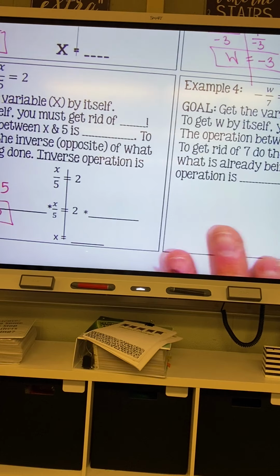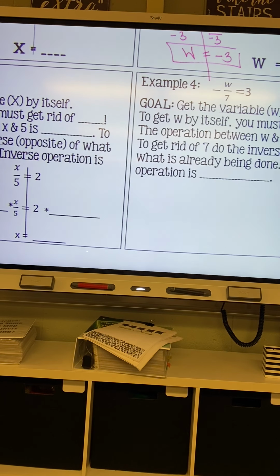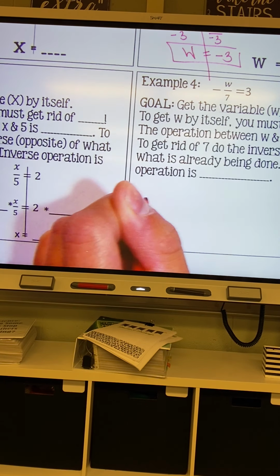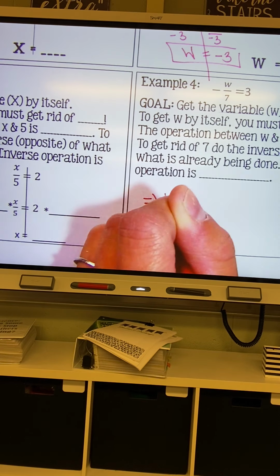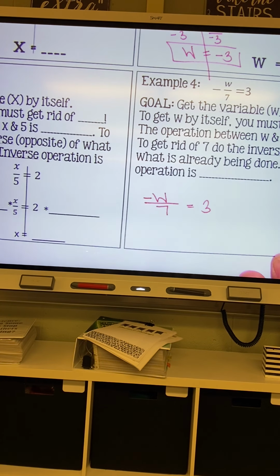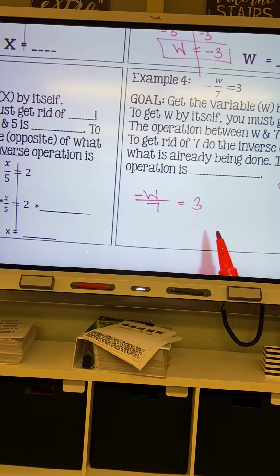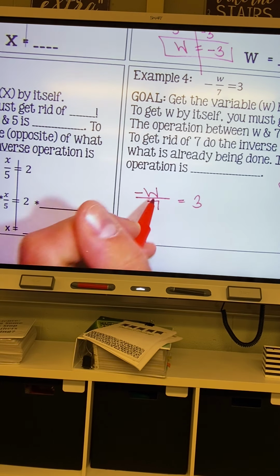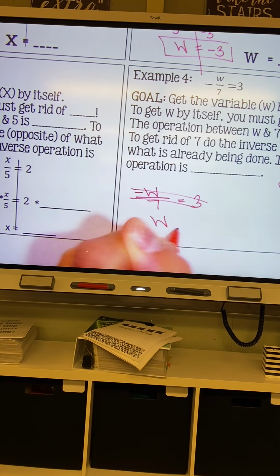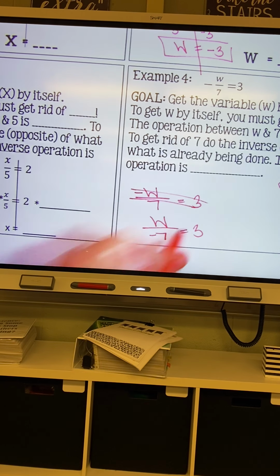One more. I've got negative w over 7 equals 3. Now, notice that in this example, they've got the negative right out in front. I always take it and give it to the guy on top. It doesn't matter if it goes to the top or the bottom. It really doesn't. In this case, if I give it to the top, it might give us some frustration. So actually, I'm going to give it to the bottom because I just want to do a one-step equation here.